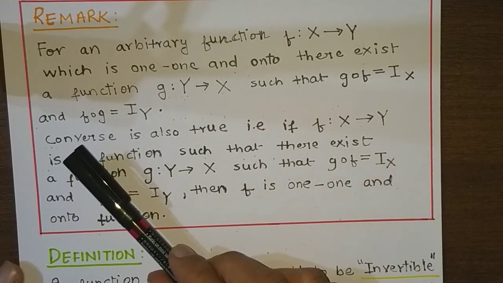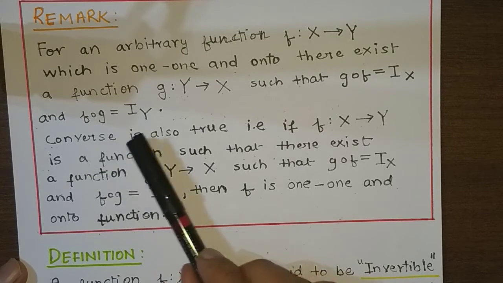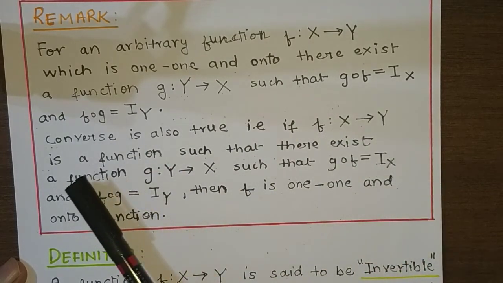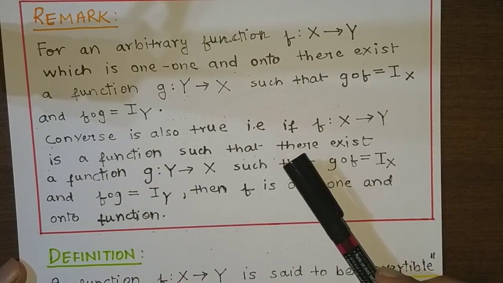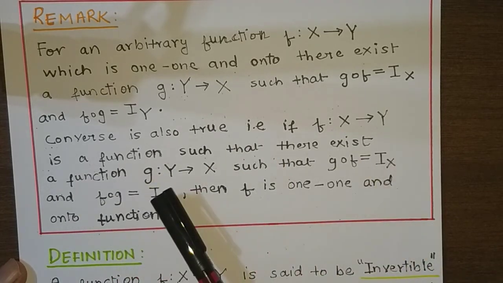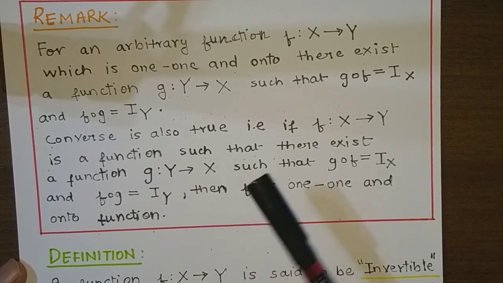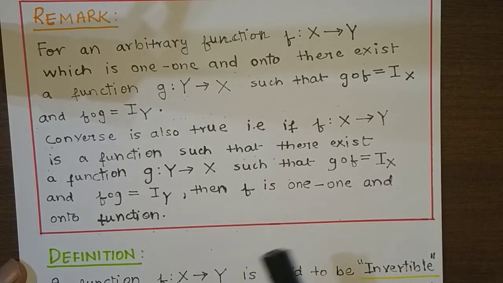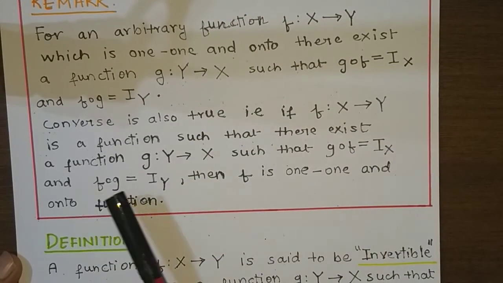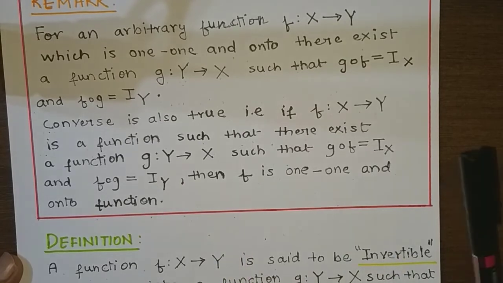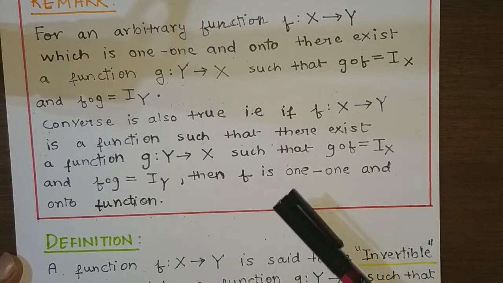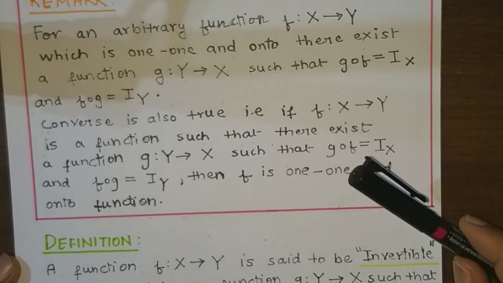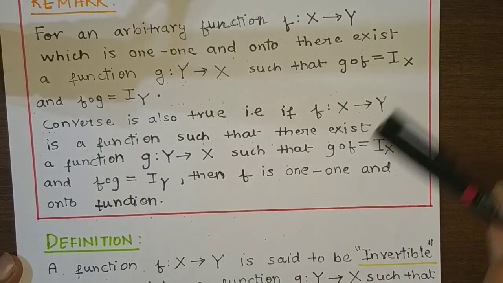Now the converse of this remark is also true. Converse is also true, that is, if f from x to y is a function such that there exists a function g from y to x such that g composition f is equal to I suffix x and f composition g is equal to I suffix y, then f is 1 1 and onto function.